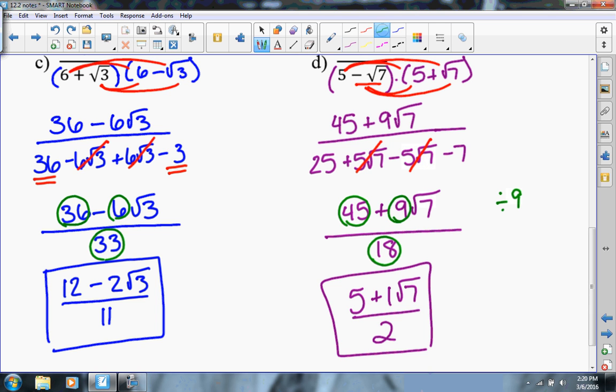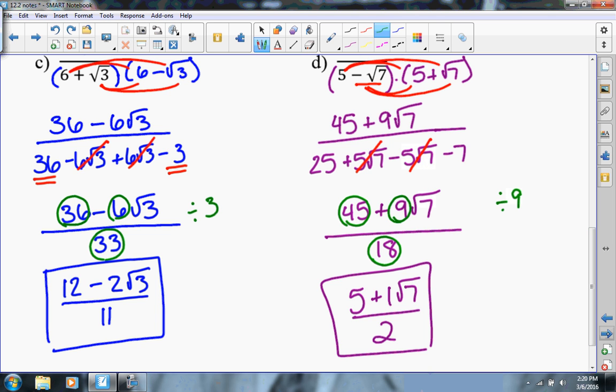And that's just like how in this previous example here, we took the 36 and the 6 and the 33, and we divided them all by 3. But again, you can only do that to the numbers that are out front of the radical or the numbers that are just constants by themselves. So it's either the coefficient or the constant, not the number that's inside the radical.